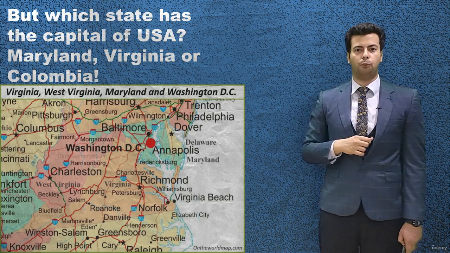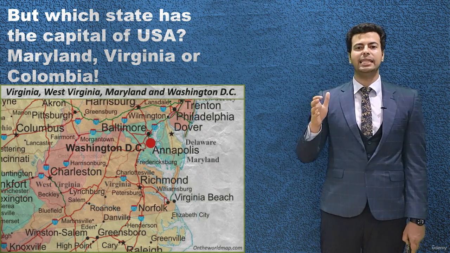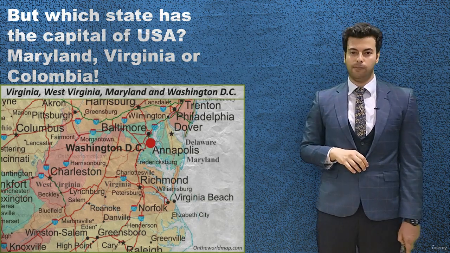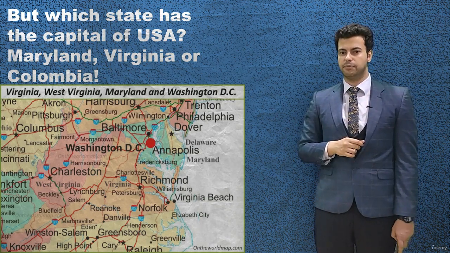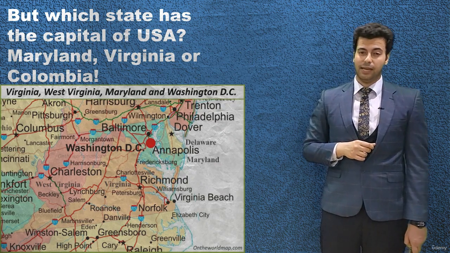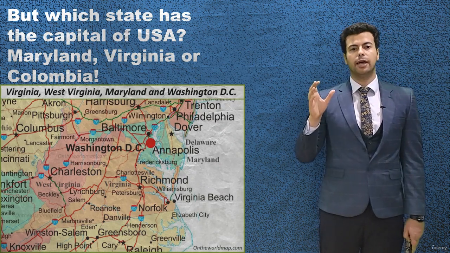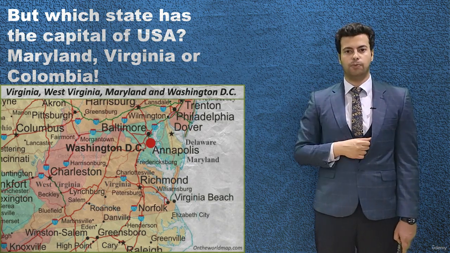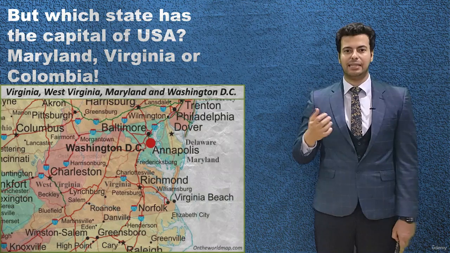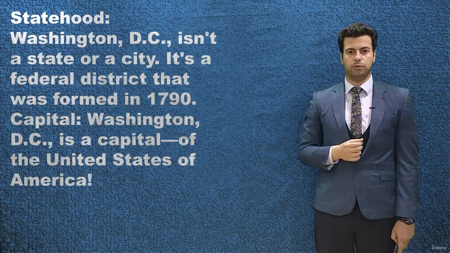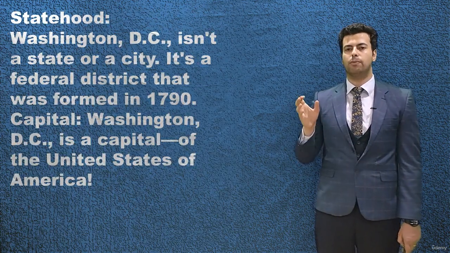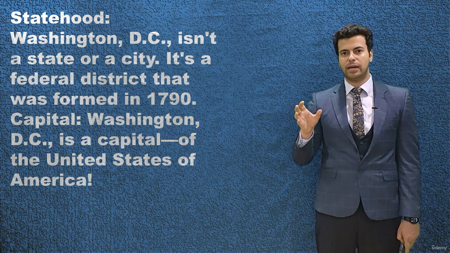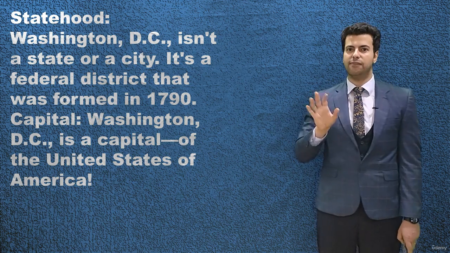Now, moving to another point. Which state has the capital of the United States? Maryland, Virginia, or Columbia? Try to guess from the map. Did you guess it? Now, let me shock you. The United States capital, Washington, D.C., District of Columbia, is not in Columbia. It's not even a state. It's not a city. It is a federal district that was formed in 1790. The capital, Washington, D.C., is the capital of the United States of America, not a city, not a state, just a federal district.